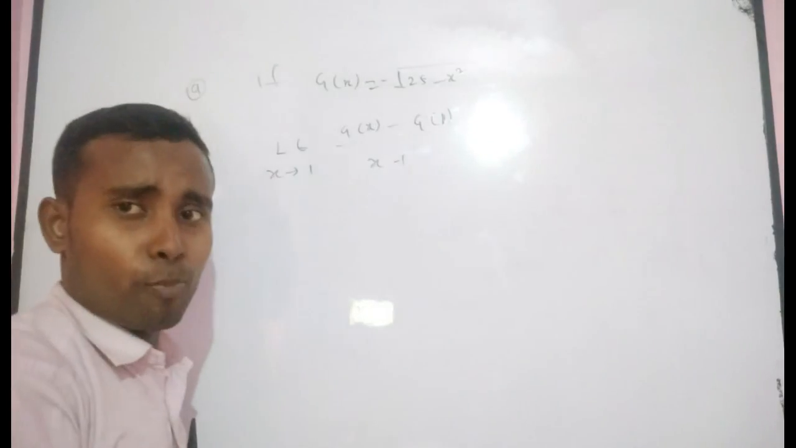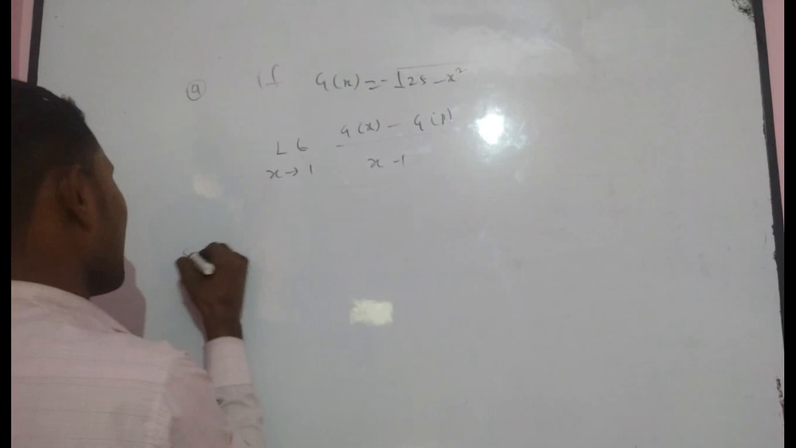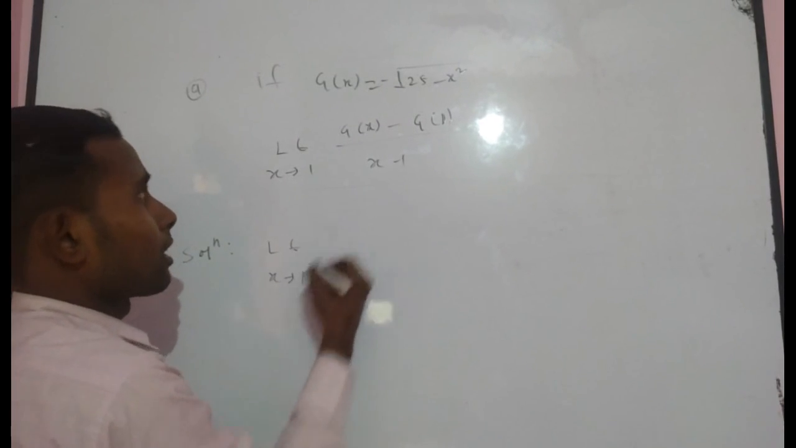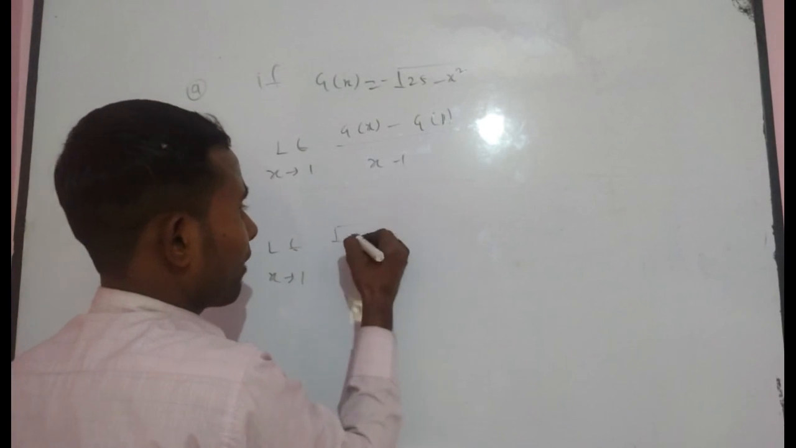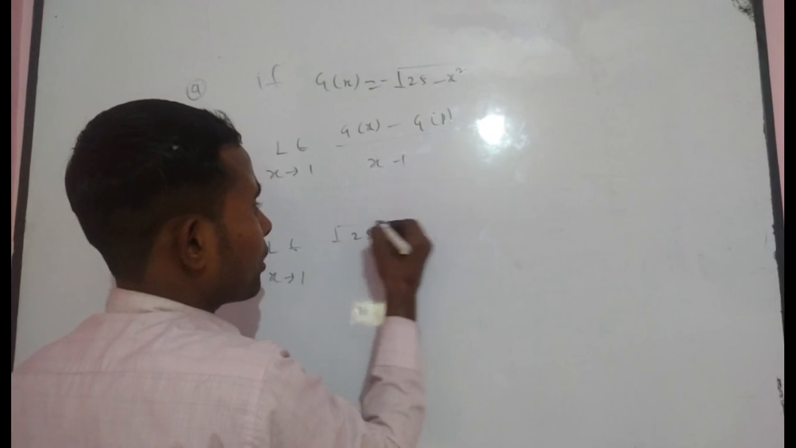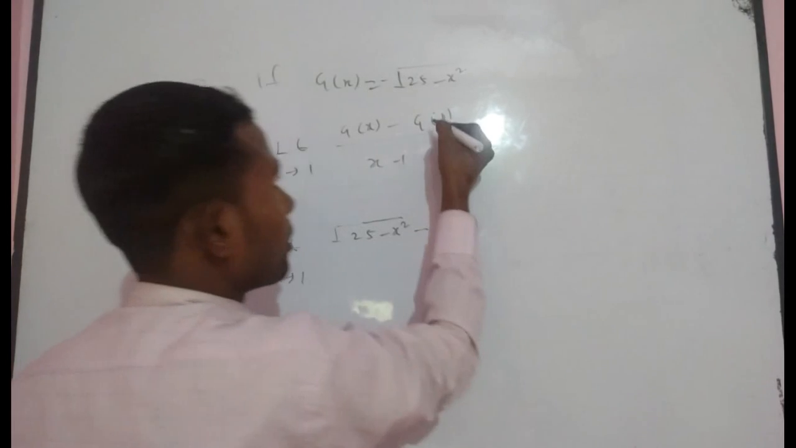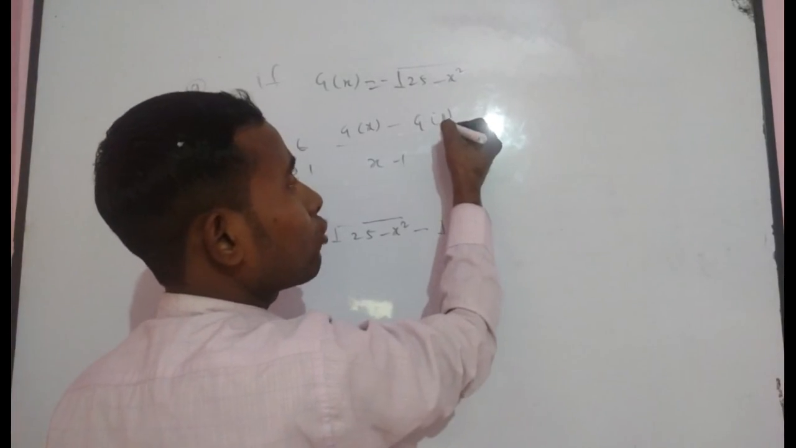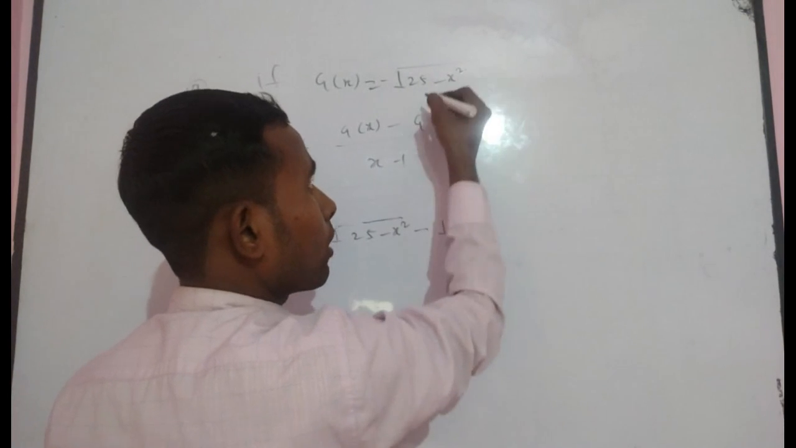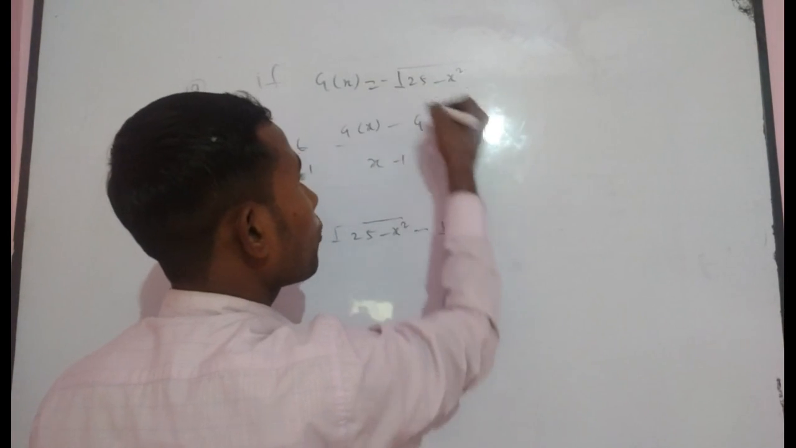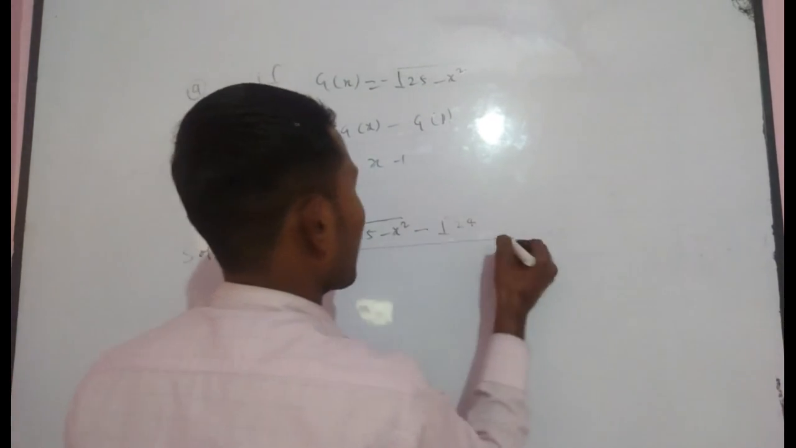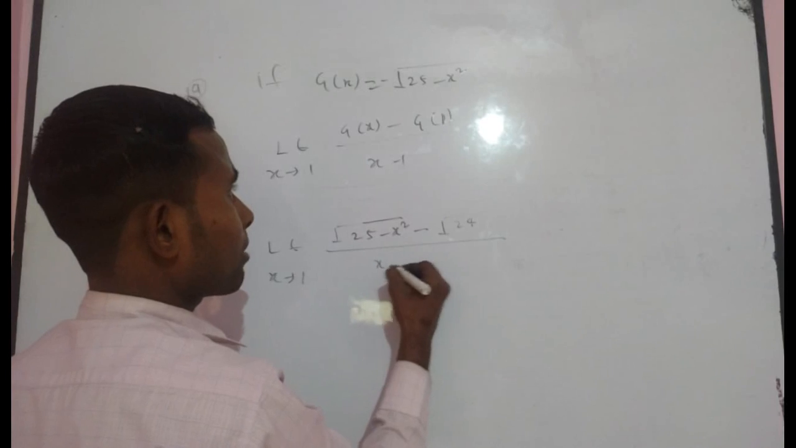How can you solve this problem? It is very easy. Firstly, as you know that you have to find limit x tends to 1, g(x) will be root under 25 minus x square minus g(1). You have to put 1. You get what? Root under 24. Because g(1) means that you have to put x equal to 1 in this g(x). If you put x equal to 1 in g(x), then what do you get? Root under 24. In the denominator, similarly, you write x minus 1.